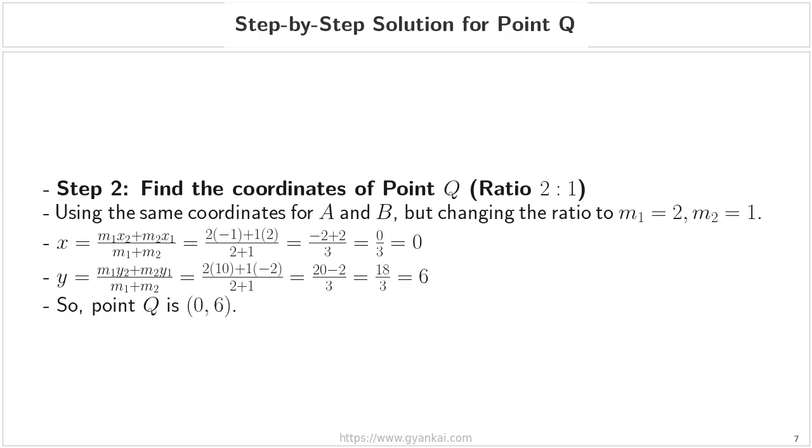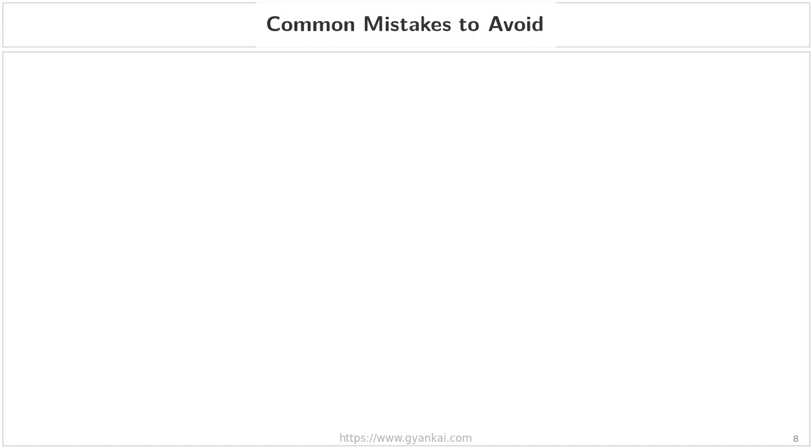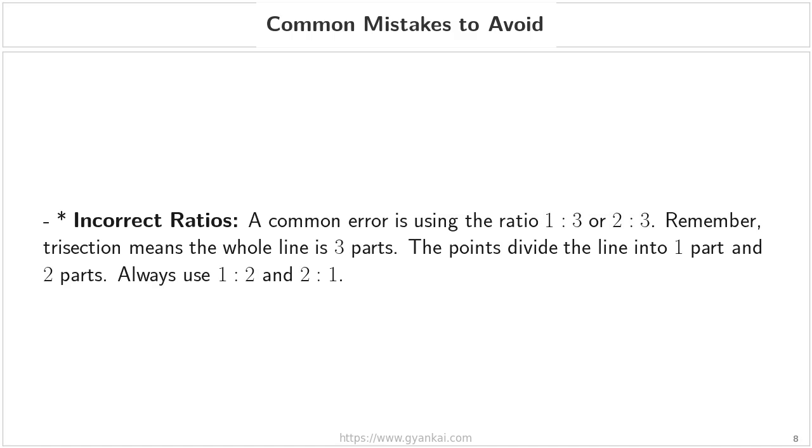In the next slide, we will review some common pitfalls to watch out for when performing these types of calculations. Common mistakes to avoid. First, let's talk about incorrect ratios. A very frequent mistake students make is using a ratio like 1 to 3 or 2 to 3.